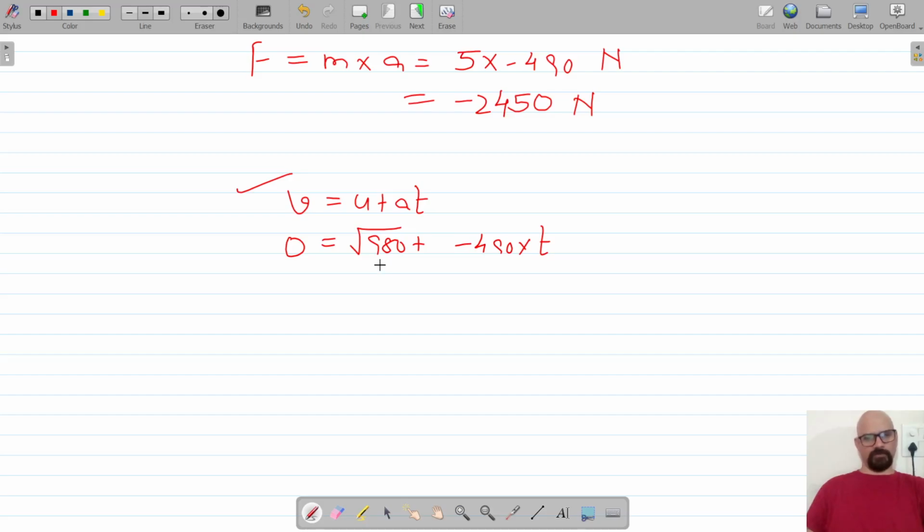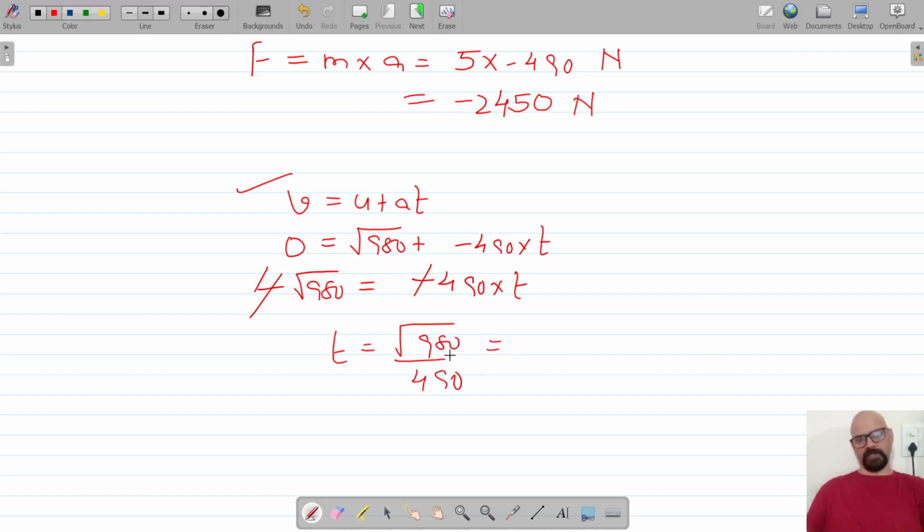We can also use s is equal to ut plus half at square, but let's use this one. Zero is equal to the square root of 980 minus 490 into t, so root 980 is equal to 490 into t. So t is equal to the square root of 980 divided by 490.